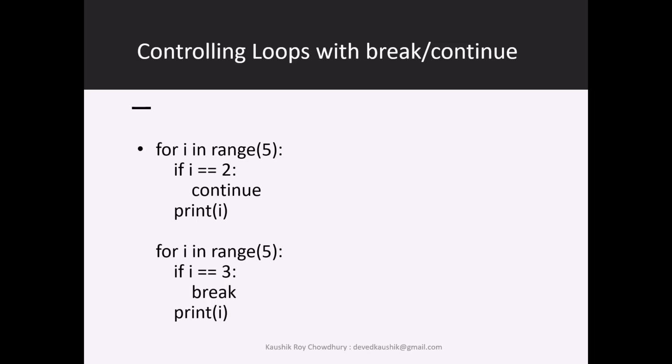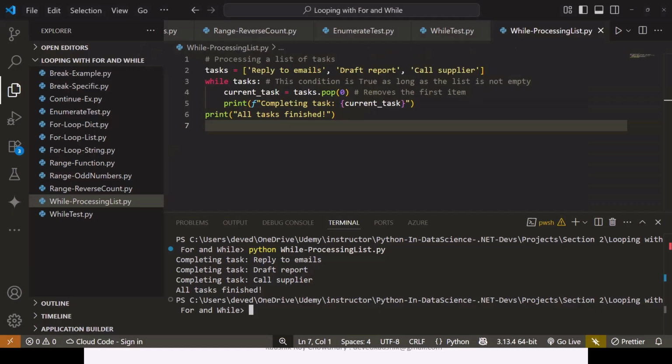Now what is break? For those of you who have come from a C# and .NET background, break and continue are quite familiar to you. It is similarly working in Python. Break exits the loop entirely, and continue skips the rest of the current iteration and moves to the next one. So let's see break and continue in action.